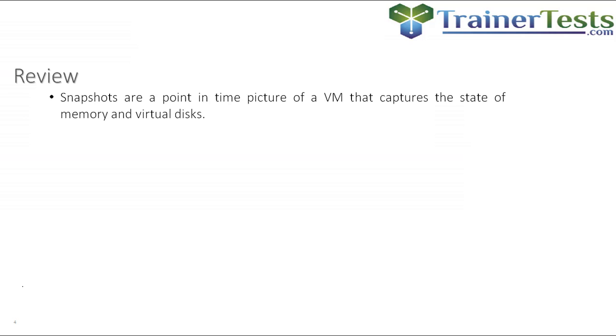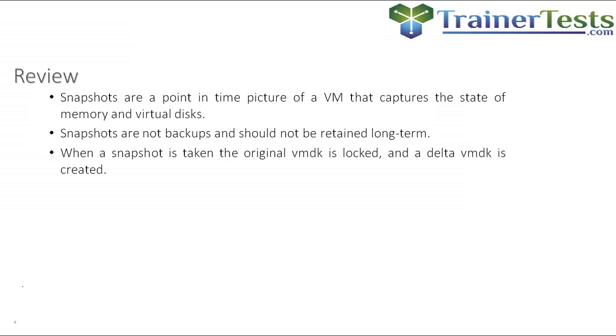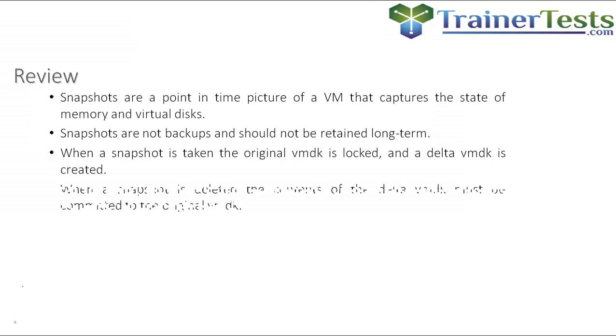So what do we take away from all of this? Well, a snapshot is a point in time picture of a virtual machine. It captures the exact state of the VM at that moment, but it is not a backup. It should not be retained long term. When a snapshot is taken, that original VMDK is now marked as read-only to preserve the contents of the virtual disk exactly as they are, and all live changes will now go to a delta.vmdk. When a snapshot is deleted, all of those changes that are in the delta.vmdk must now be committed back to the original VMDK.